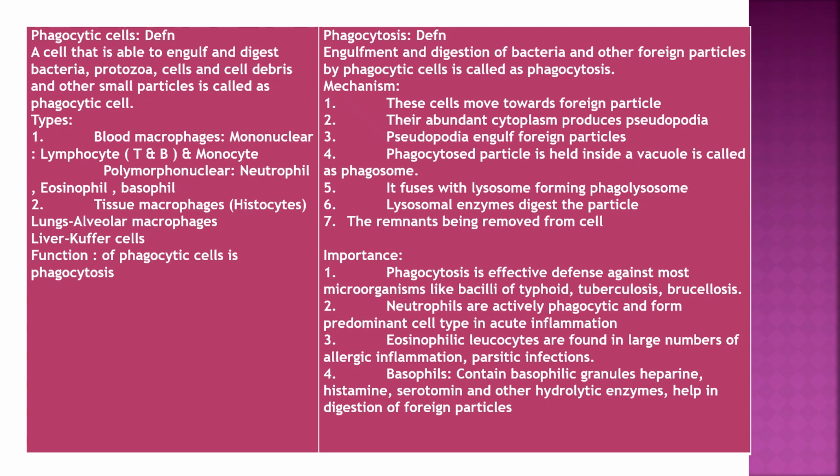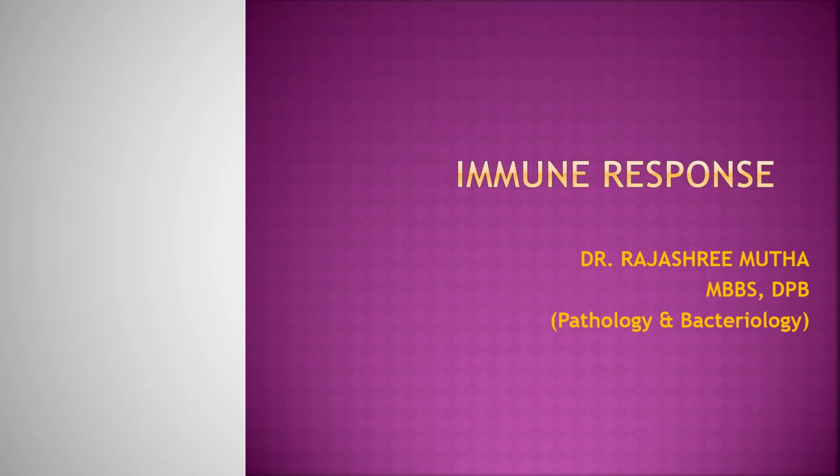Importance: phagocytosis is an effective defense against most microorganisms, like the bacilli of typhoid, tuberculosis, and brucellosis. Neutrophils are actively phagocytic and form the predominant cell type in acute inflammation. Eosinophilic leukocytes are found in large numbers in allergic inflammation and parasitic infection. Basophils contain basophilic granules, histamine, serotonin, and other hydrolytic enzymes that help in digestion of the foreign particles.